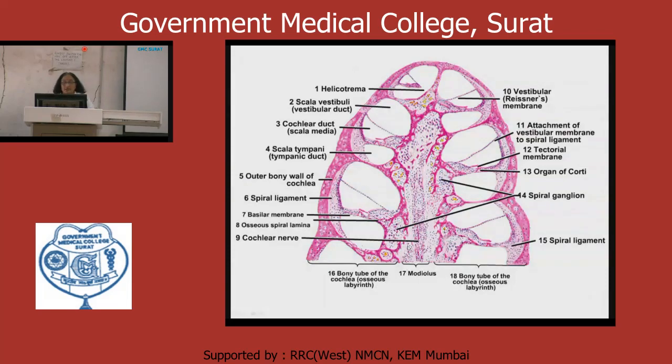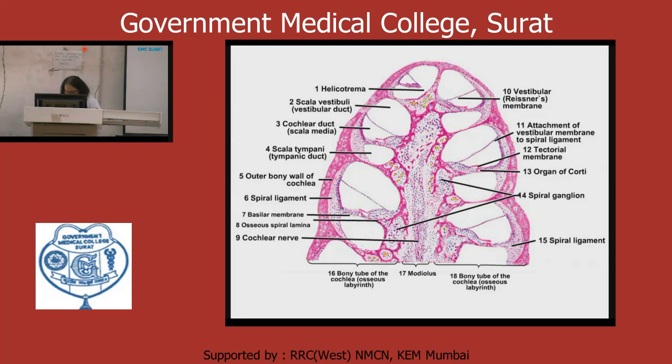Now due to the spiral arrangement of the cochlea, coiled on itself 2 and 3/4 turns, the structure in the inferior part will become later on in the upper part, and the structure in the upper part becomes superior in the lower part.